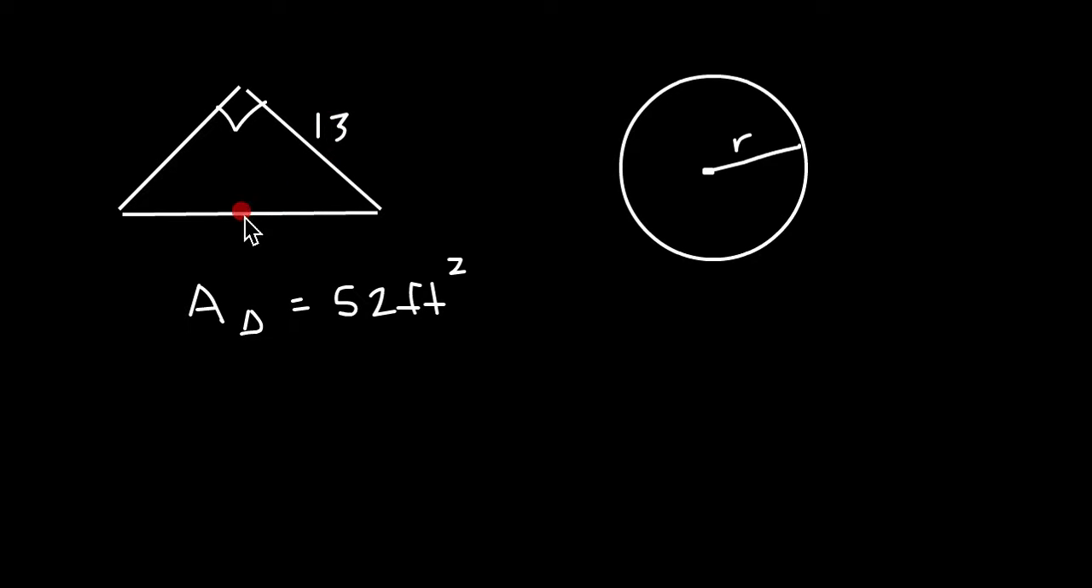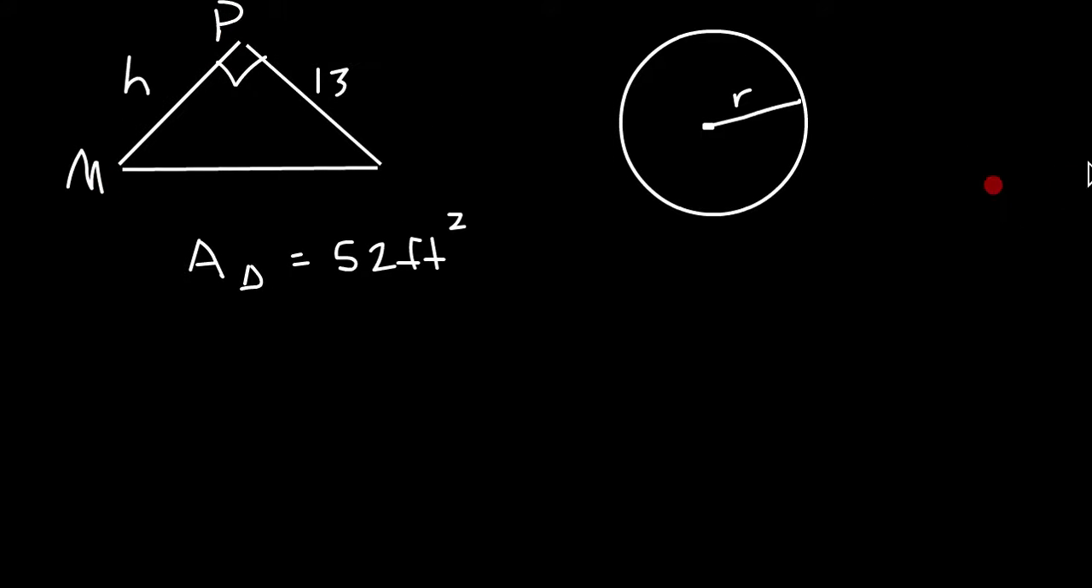this distance right, what do they want? MP. Never mind, this is the one they want. I didn't put the letters on it, so it threw me. This is H. They want MP. So this is M and this is P. All right. So we're going to pull out our formula for a triangle. Triangle formula says area equals 1/2 the base times height. They tell us the area is 52.